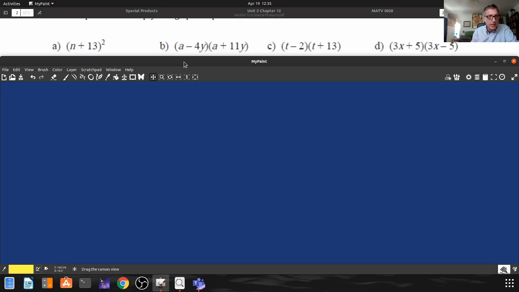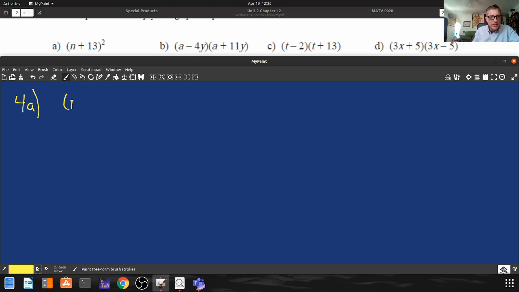We can use the special product on A, because that's a binomial squared. And if we look at D, that's the difference of squares. So we're just going to do 4A and 4D, and you all should be able to do these on your own. What I will do is work out B and C at the very end. If you feel confident, you can turn off the video before I work those out.